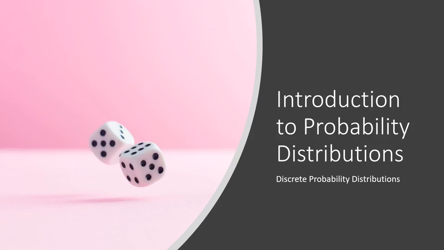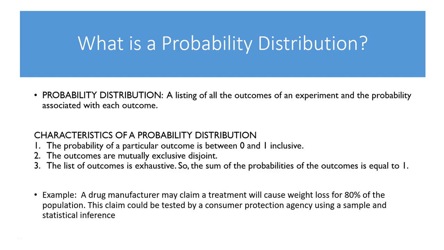So the last part of our section on Introduction to Probability is the discussion of a probability distribution. A probability distribution gives you the entire range of values that can occur based on an experiment. And so there are three main characteristics of this.